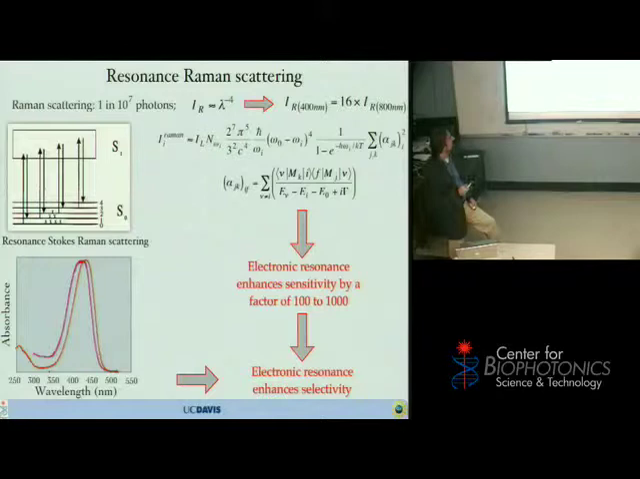But the downside is that once you move to blue excitation, you start having a lot of fluorescence problems. You get into the resonance absorption, and the fluorescence will become significant. And actually, Raman scattering is much weaker. I think this is maybe 10 to the 6, 10 to the 9 times weaker than the fluorescence scattering.